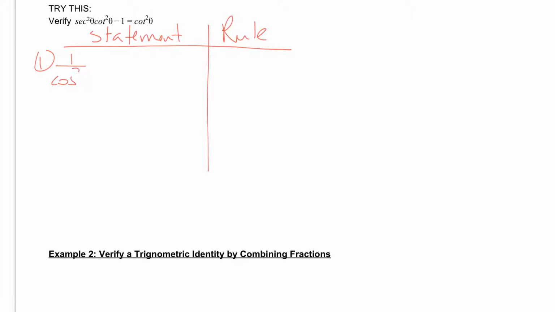If you did the try this correctly, here's one possible way. Remember, there's not only one right way. So if yours doesn't match with mine, call me over. I'll be happy to take a look at it and see if the way that you did it still works. So what I did in my first step is I changed secant squared theta, this one right here, and I changed that into 1 over cosine squared theta. And then it's still being multiplied by cotangent squared theta, and I'm still subtracting a 1. And so my first rule here was a reciprocal identity.